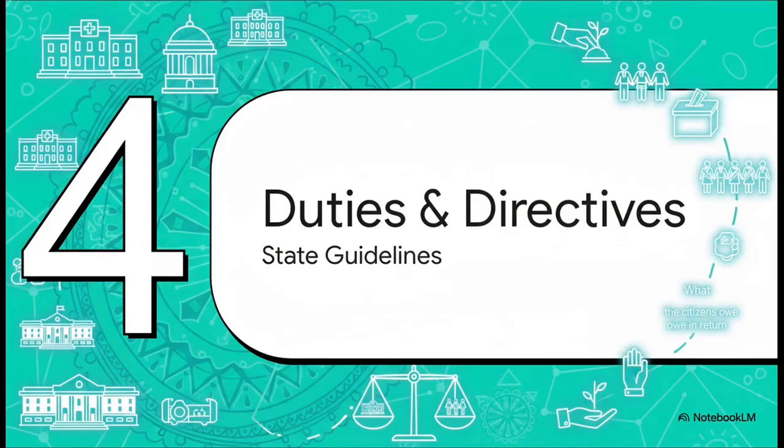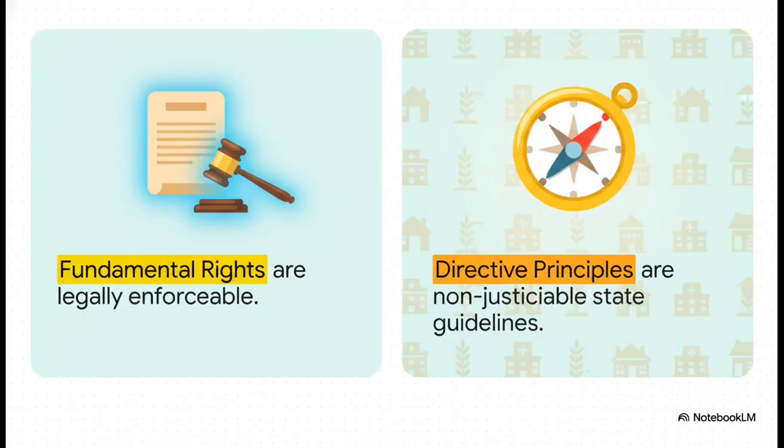Section 4. Duties and State Directives. Guidelines and Responsibilities. A healthy nation is always a balance of rights and guidelines. On one side, we've got Part 3, the fundamental rights, which, as we just discussed, are legally enforceable. But on the other side, we have Part 4, the directive principles of state policy, covering Articles 36 to 51.